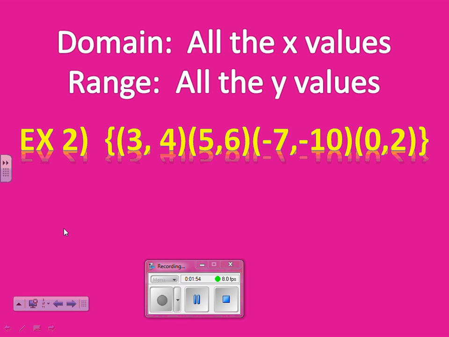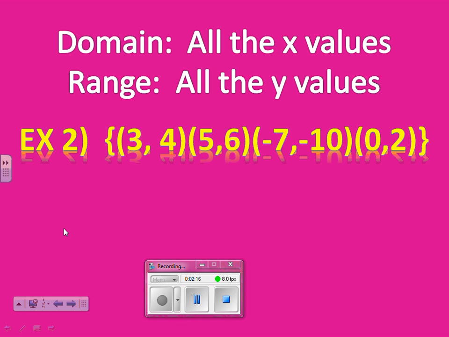All right, a little more vocab. Domain. When I'm talking about domain, I'm talking about the x values. And when I'm talking about range, I'm talking about the y values. Anybody want to ask me a question about range?